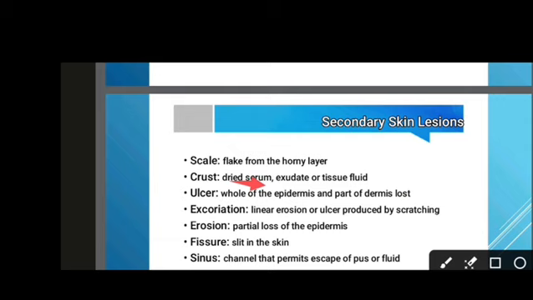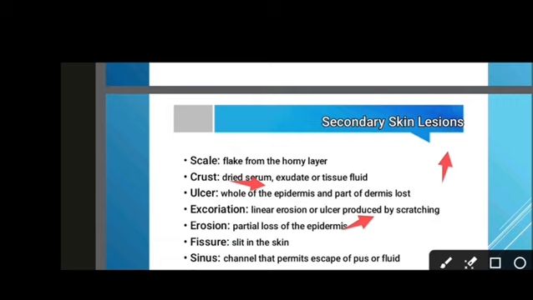Another secondary type of skin lesion is excoriation. Excoriation is a linear erosion or ulcer produced by scratching. When there is prolonged scratching of the primary skin lesion, there is formation of excoriation. Excoriation is a linear erosion or ulcer produced by prolonged scratching. Erosion is a partial loss of the epidermis of the skin.